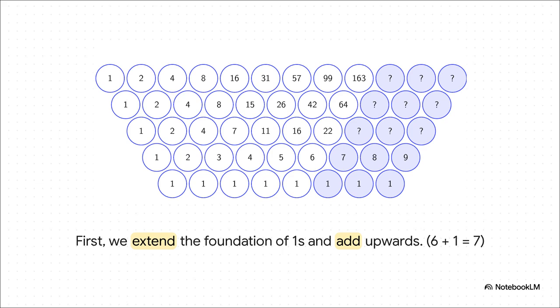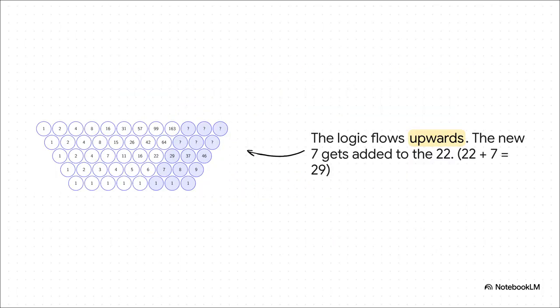And now, instead of subtracting, we add up. See that 6 in the row above? We add our new 1 to it, and we get 7. And boom, we found our first new piece of the puzzle. And the logic just keeps flowing up. That new 7 we just found, we add it to the 22 in the row right above it, and that gives us 29. You can really see how we're filling in the gaps now, right?